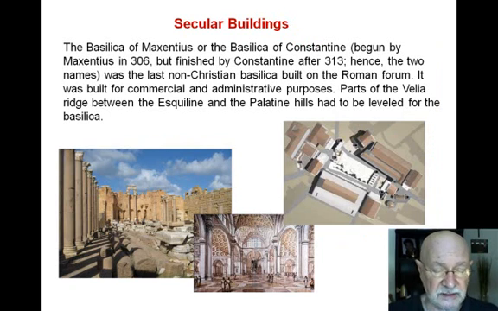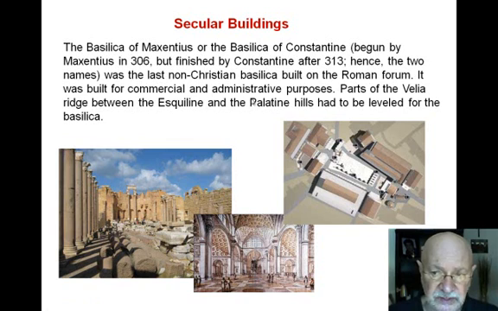Of course, it began in Constantine's life as in secular buildings. There's a particular basilica of Maxentius. He was a co-emperor with Constantine for a while, and then when he was killed, of course, it became his alone. So it's often called the Basilica of Maxentius or the Basilica of Constantine. It was begun by Maxentius in 306, but finished by Constantine after 313, hence there are two names. This was the last non-Christian basilica built on the Roman Forum. It was built for commercial and administrative purposes.